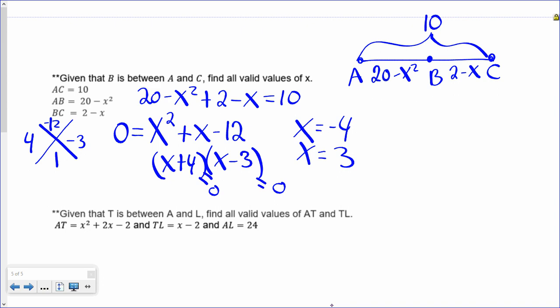One of these numbers may or may not work. Let's take negative 4. If you plug in negative 4, that'd be 2 minus the negative, which is 2 plus 4, right? That gives you 6. If I plug in 3, what's 2 minus 3? Can a segment be negative 1, whatever long? Can something have a measure of negative value? No. So that would not be a valid answer.